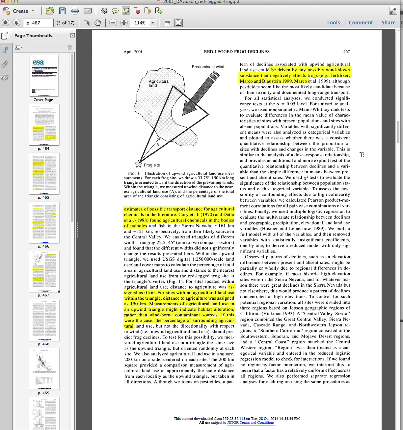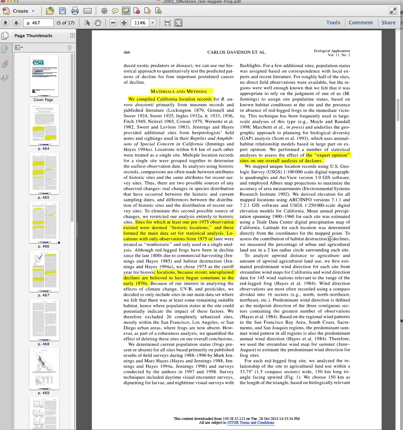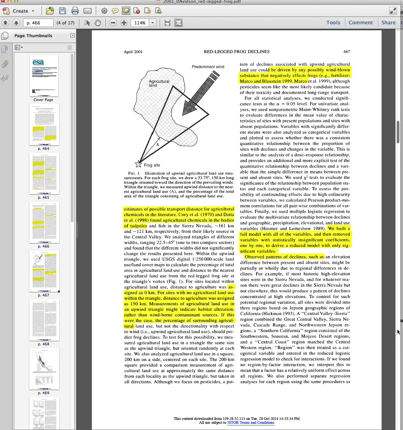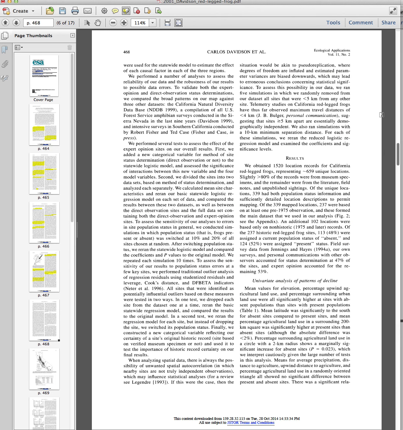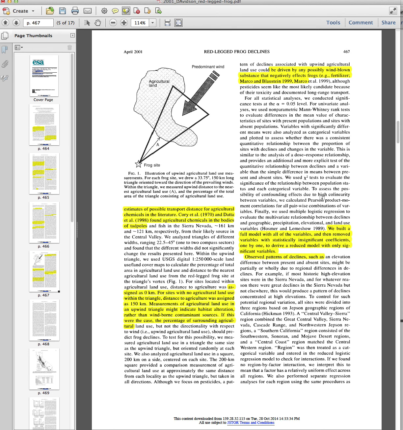They describe a little bit their statistical analyses. In this section here, they start talking about building a model with all the variables in it and then removing them one by one. Why are they trying to remove variables? Well, they're trying to come up with the model that is the simplest.